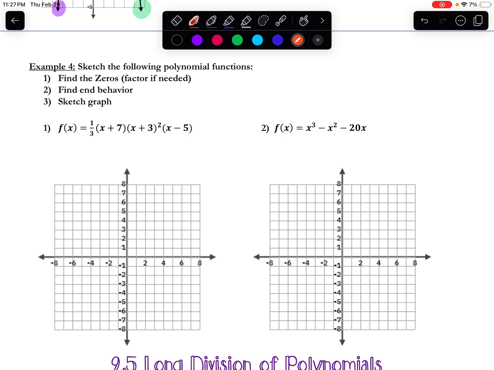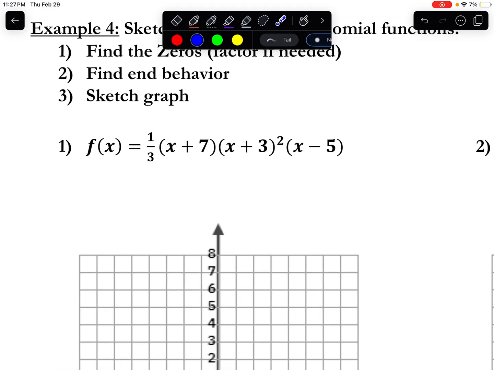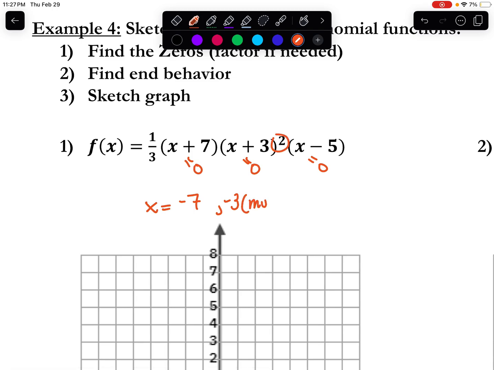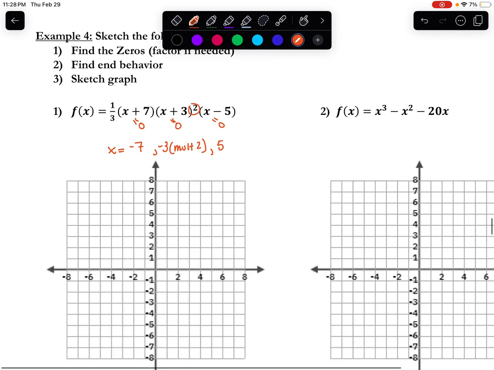So just like before, we need to find our zeros first. Luckily, this polynomial that was given to us is already in factored form, so we can set all of the factors equal to 0 and say our zeros are at -7, -3, multiplicity of 2, notice that exponent up top, and then at 5. So we can put x-intercepts at -7, -3, and I'm just going to put a little times 2 there to remind myself that it should bounce off, and then at 5.